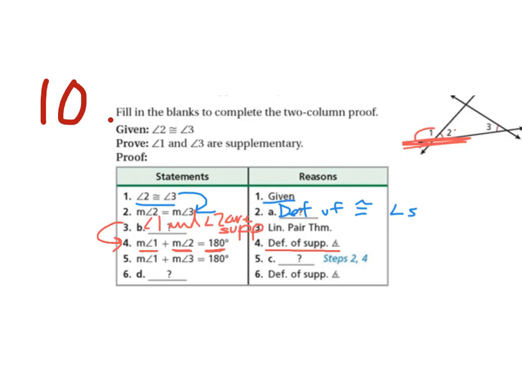And if angle 1 plus angle 2 is equal to 180, and we know that angle 2 is equal to angle 3, so we can take out this angle 2 and plug in angle 3 and get this equation. So since we took it out and plugged something else back in, C would be substitution.